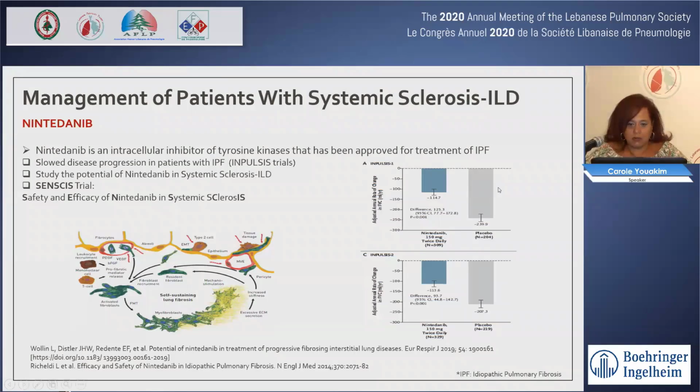You all know the INPULSIS trials. In the INPULSIS trials, nintedanib slowed disease progression in patients with IPF. This led to the study of the potential of nintedanib in patients with systemic sclerosis, ILD. And this was the rationale behind the SENSCIS trial, safety and efficacy of nintedanib in systemic sclerosis.